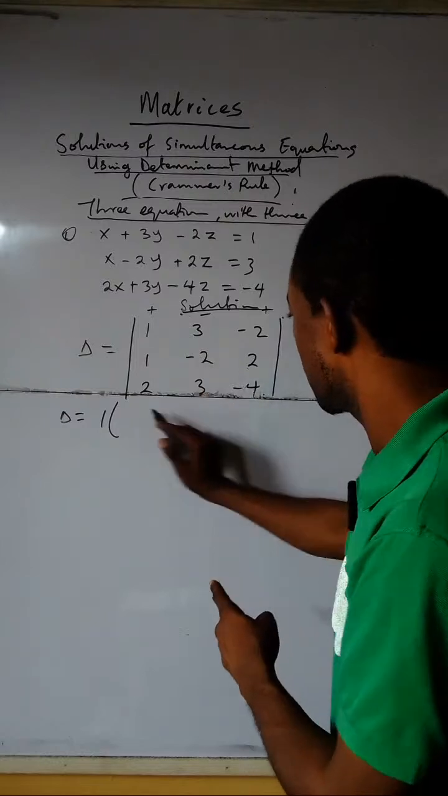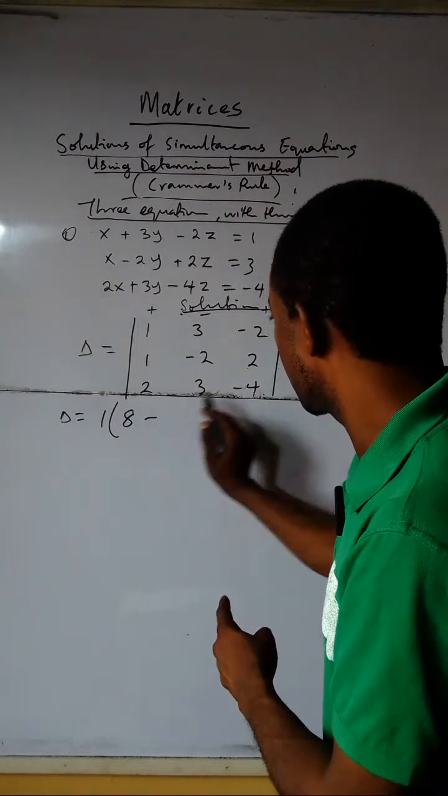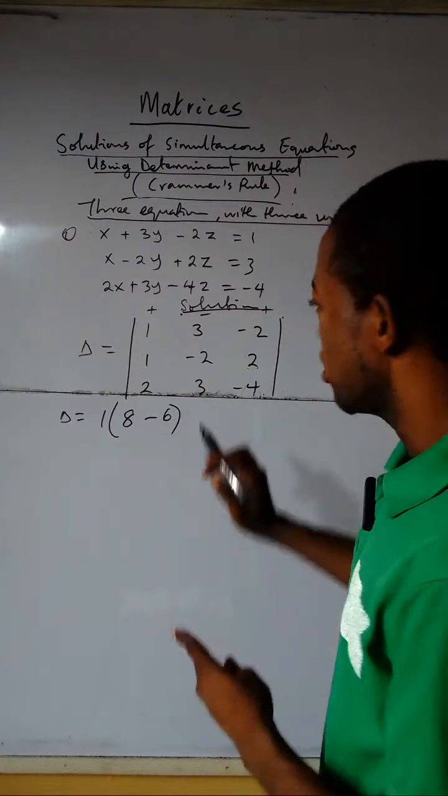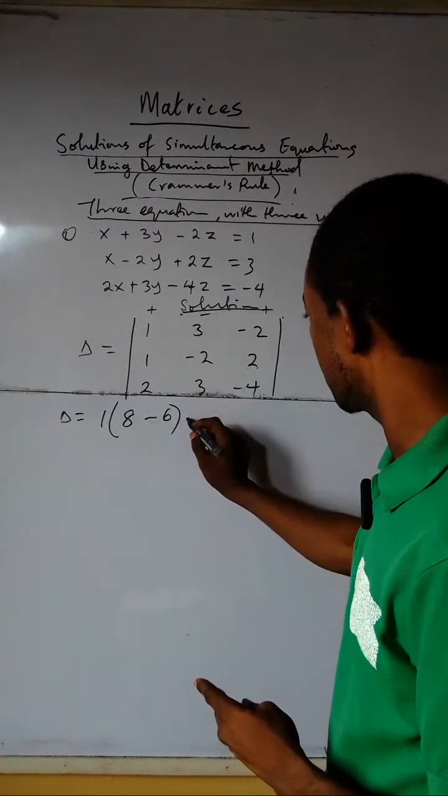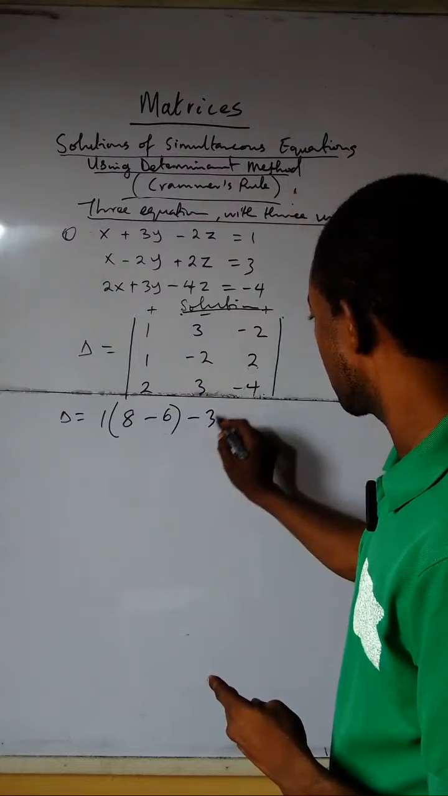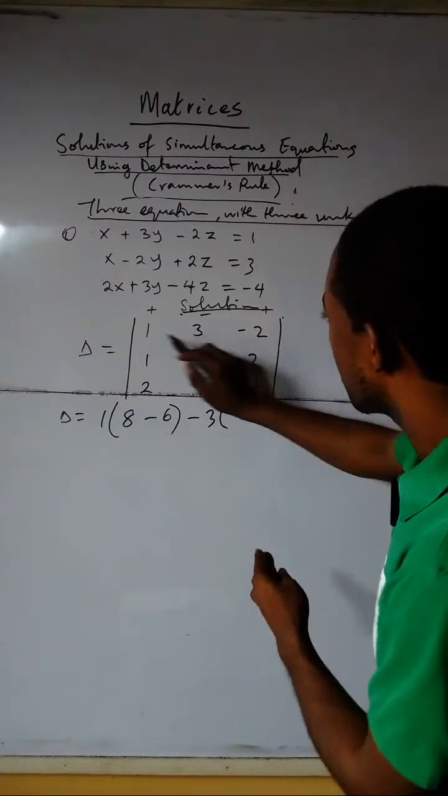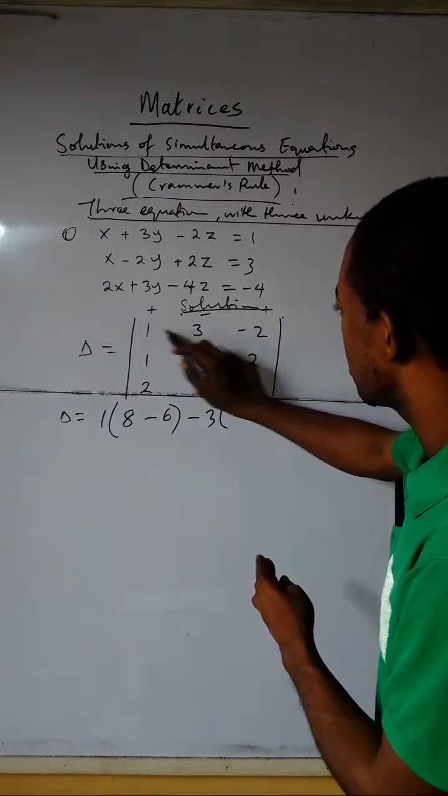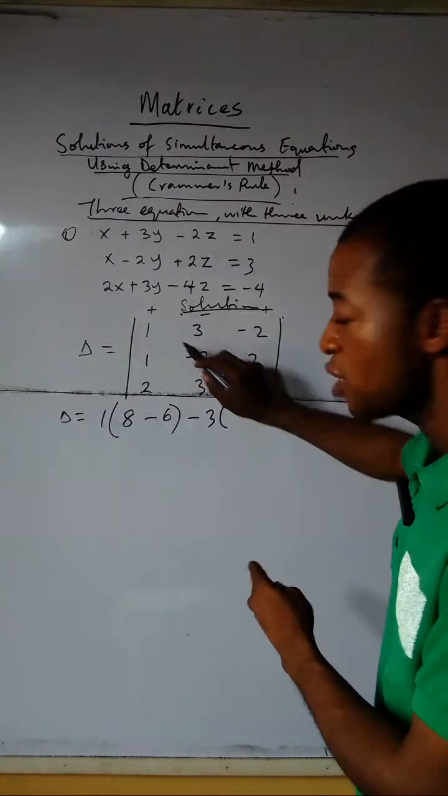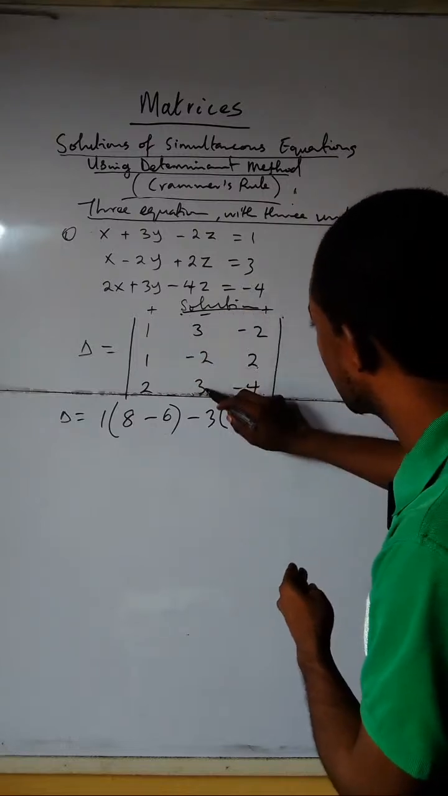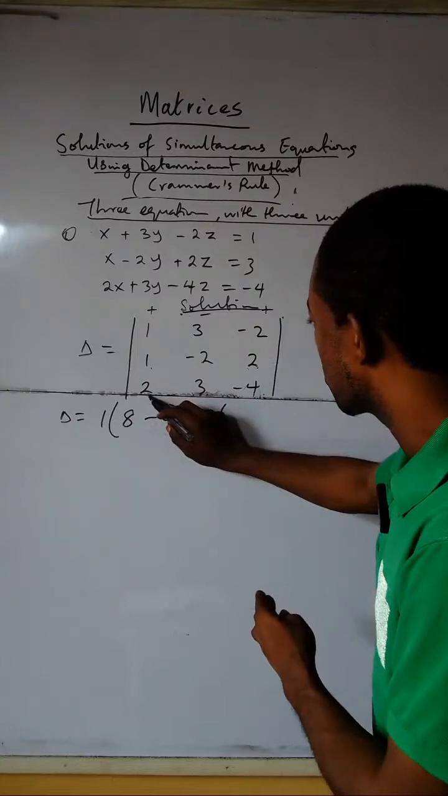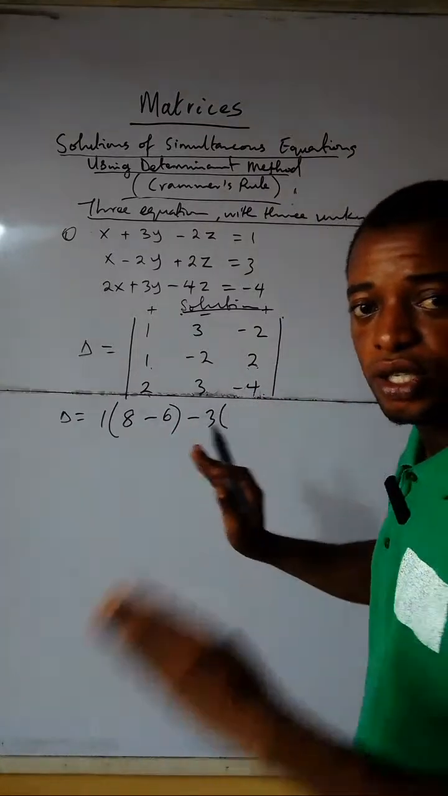Minus 2 times minus 4 gives us plus 8, then minus 2 times 3, that's 6. So that's all. Then we have minus in the middle, that's minus 3 now, then times. Also cancel the row and the column. So 3 here is in the first row and the second column. Cancel it out. You are left with 1, 2, 2, minus 4 here, which is a 2 by 2 matrix.